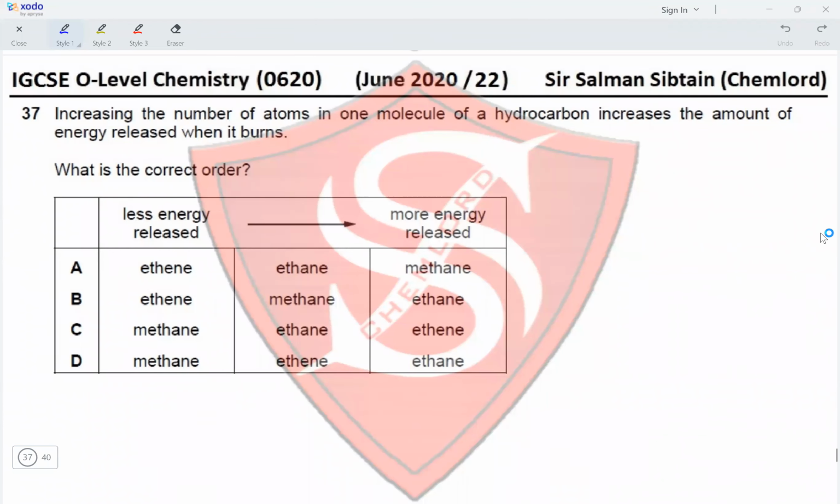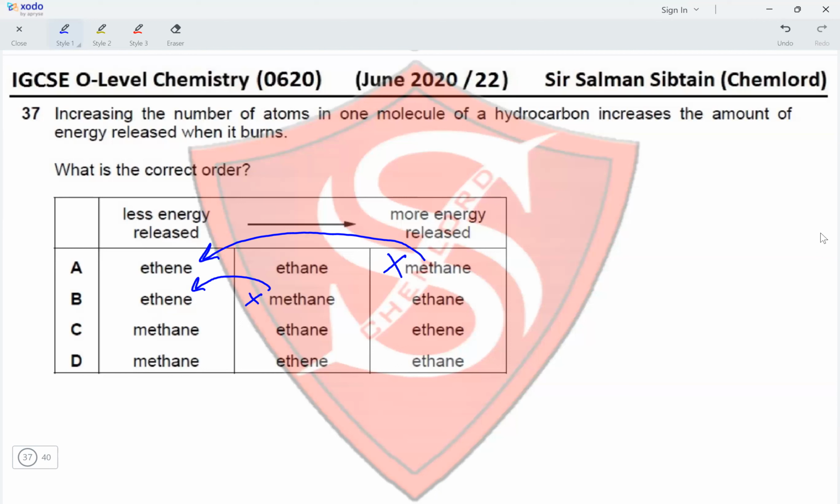Question 37. Increasing the number of atoms in one molecule of a hydrocarbon increases the amount of energy released when it burns. Okay. What is the correct order? Least energy to more energy released. Ethene, ethane, methane. No, the least energy would be that of methane. So this is incorrect. Next is ethene, methane, ethane. Methane should be the first one. So this is incorrect as well.